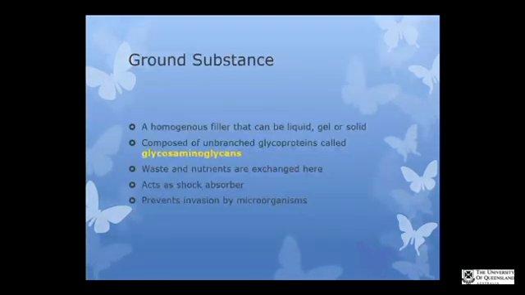Ground substance is a homogeneous filler. That just means it looks the same all over. It hasn't got any lumps and bumps in it. It can be a liquid, a gel, or a solid, and it's composed of unbranched glycoproteins called glycosaminoglycans. Waste and nutrients are exchanged in the ground substance. Ground substance acts as a shock absorber, and it prevents invasion by microorganisms.